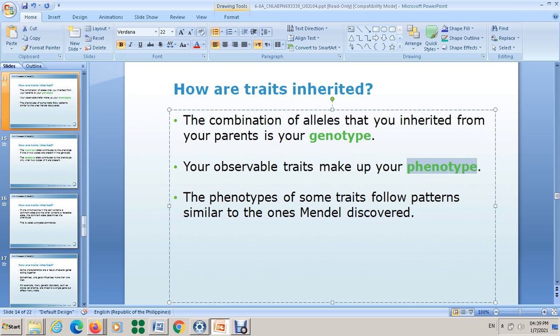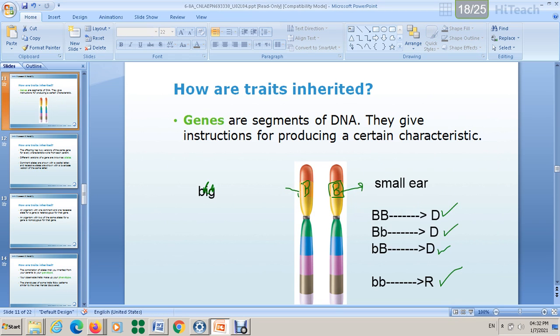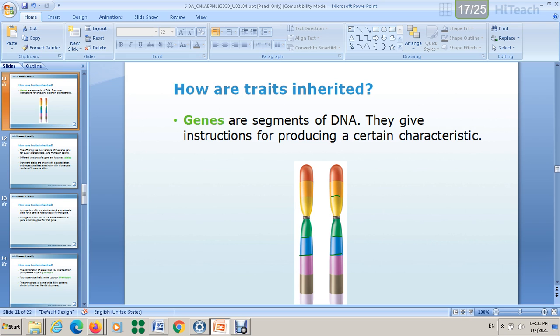Actually, the combination of alleles. Listen, the combination of alleles. Just to remind you, what are the alleles? Let's go back. The combination of alleles, this gene from your mom, this one from your dad. These two genes, the combination of them. These are the very different versions of genes. These are called what? The alleles. Okay. The combination. Let's go back.